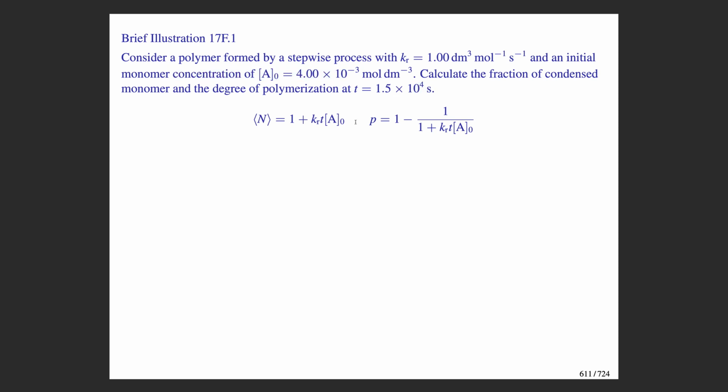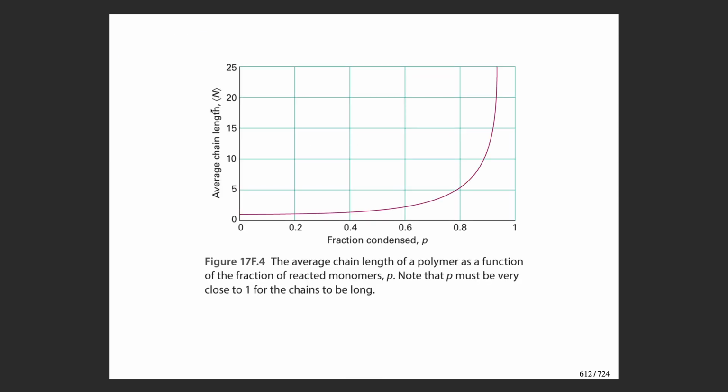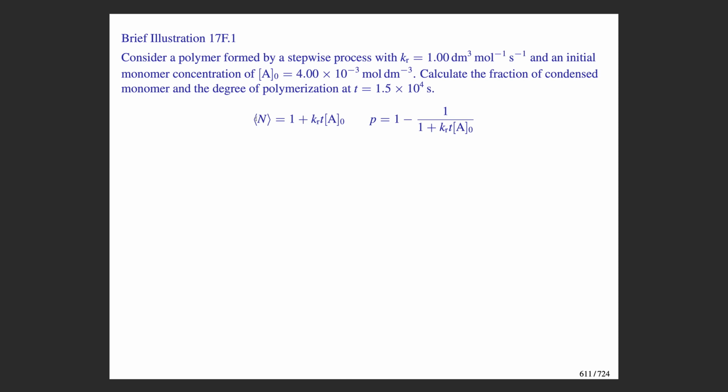And what they're doing on the next slide is kind of interesting. They're plotting N as a function of P. So the average chain length is a function of the fraction condensed. And what this shows you is that in order to get to pretty long chain length, you have to condense quite a large amount of the polymer. So take-home lesson, the average chain length for stepwise polymerization depends upon T, it increases with temperature. The longer you let your condensation reaction go, the longer your polymer chains.